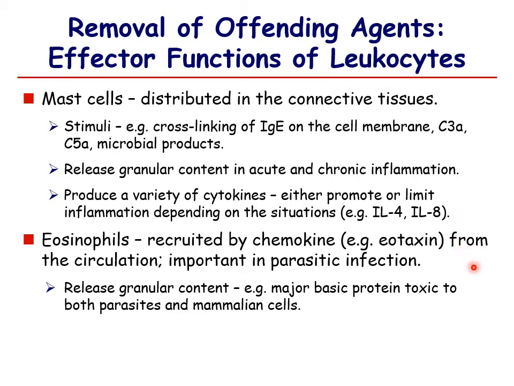In addition to neutrophils, during inflammation, eosinophils can be recruited by chemokine, and the specific chemokine that recruits eosinophils is eotaxin. And this is particularly important in parasitic infection. In this case, they release their granular content containing major basic protein, which is toxic to the parasite, but it can be toxic to surrounding host cells as well.